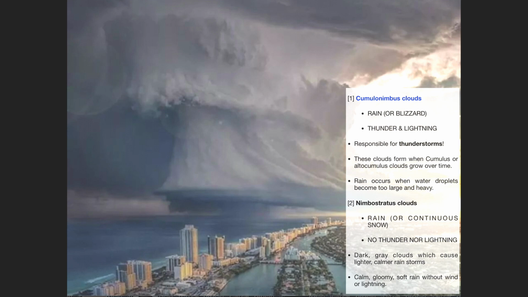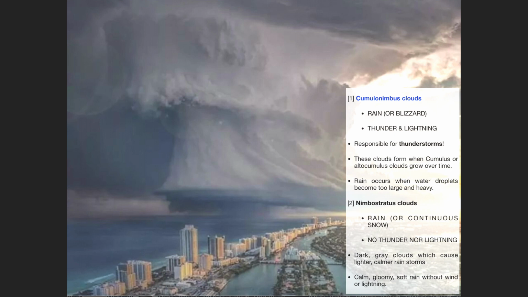Now, what about clouds that cause storms? We have two of these. The first one we're going to look at is what's called the cumulonimbus cloud. The second type is the nimbostratus cloud. And both of these can cause rain and snow, but the way we differentiate these is generally by whether or not we have thunder or lightning.